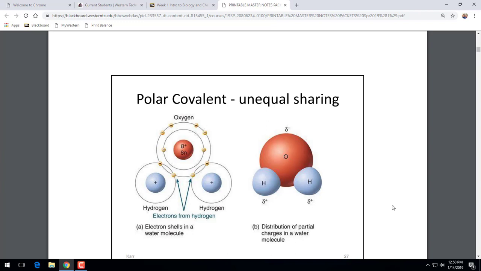And what is the significance of water being polar covalent? Well, it's slightly charged. It attracts other molecules of water. So when I stick my finger in a glass of water and I pull it up, the water molecules stick to each other, and water sticks to surfaces.